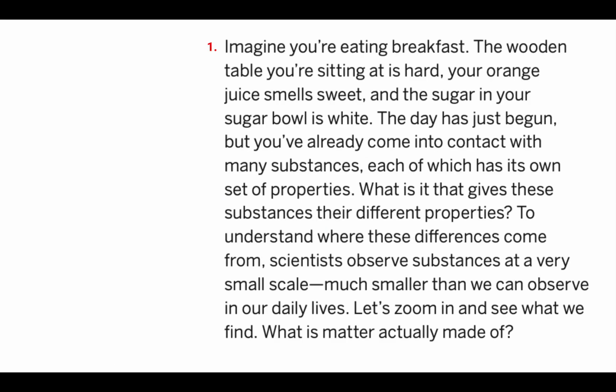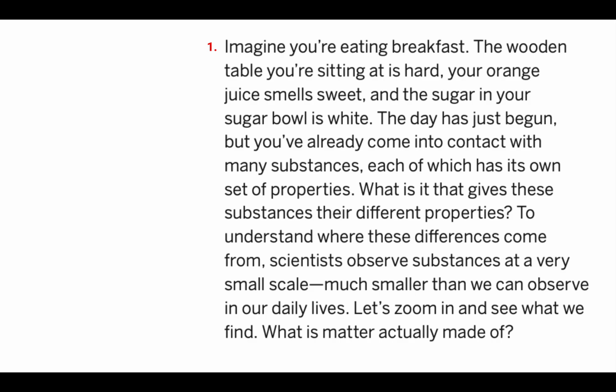All right, so let's take a look at paragraph number 1. It says, imagine you're eating breakfast. I'm going to model your annotations in this first part, and then I'm going to let you complete the article on your own when we're finished. Again, I just want to remind you, by this time in the year, your annotations don't need to be, wow, that's cool. In fact, I don't want those. I only want scientific annotations that tie back to the investigation question: why do different substances have different properties? So let's go ahead and begin.